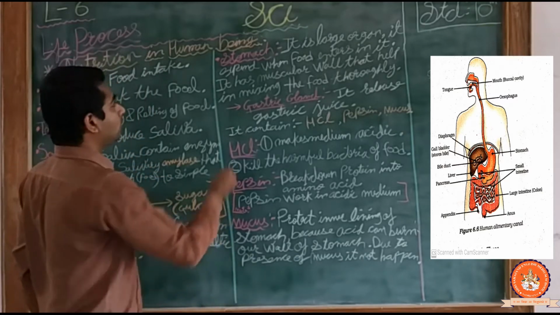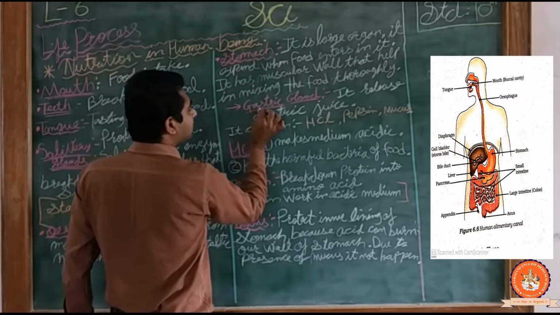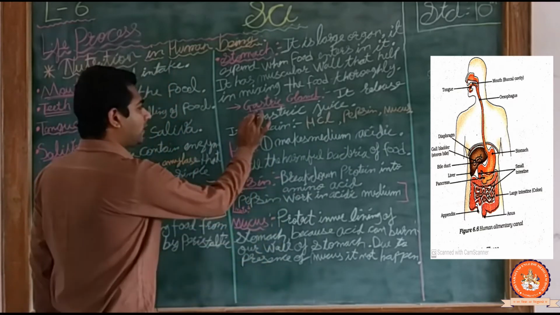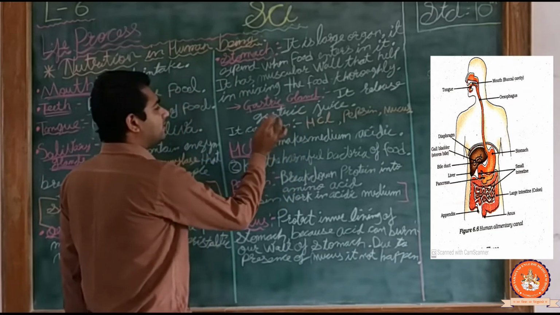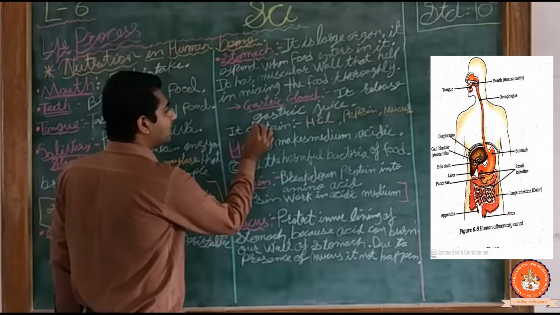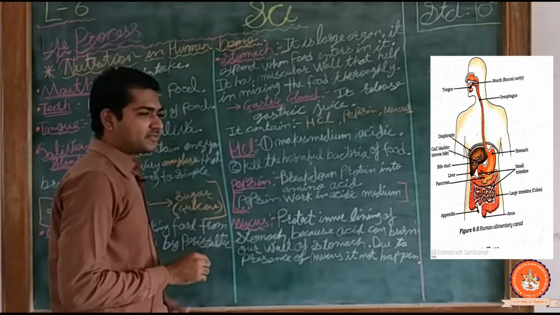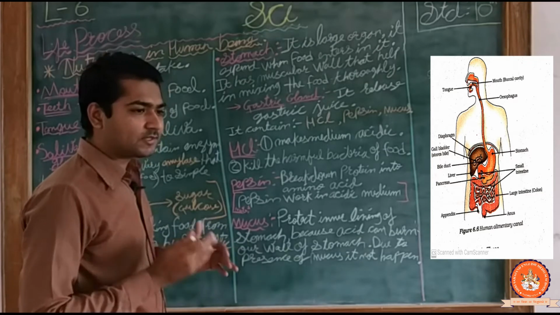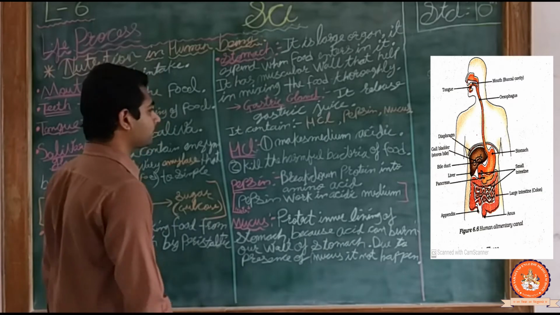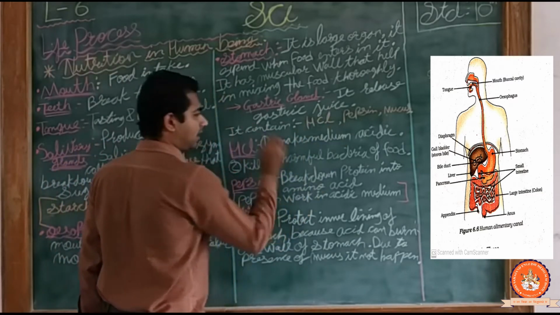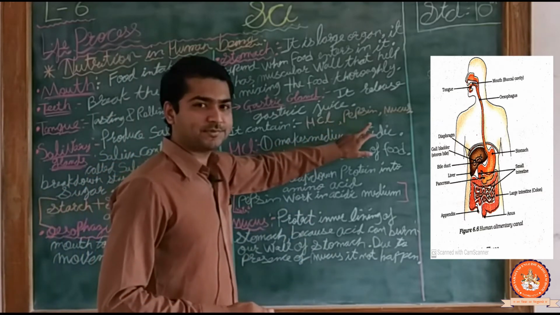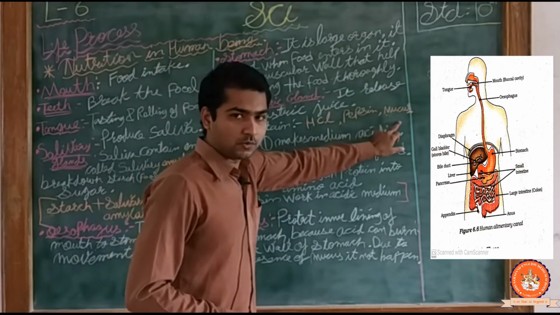Clear? So the stomach contains gastric glands. What? Gastric glands. Now what is a gastric gland? So the gastric gland releases the gastric juice. What does it release? Gastric juice. Now gastric juice contains 3 things. First one, HCl, hydrochloric acid, then after that pepsin, then mucus.